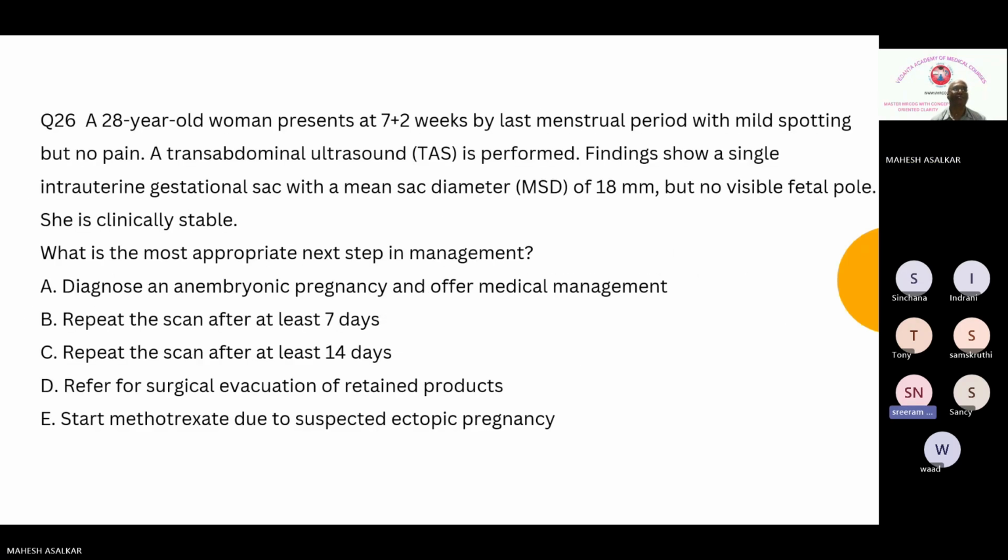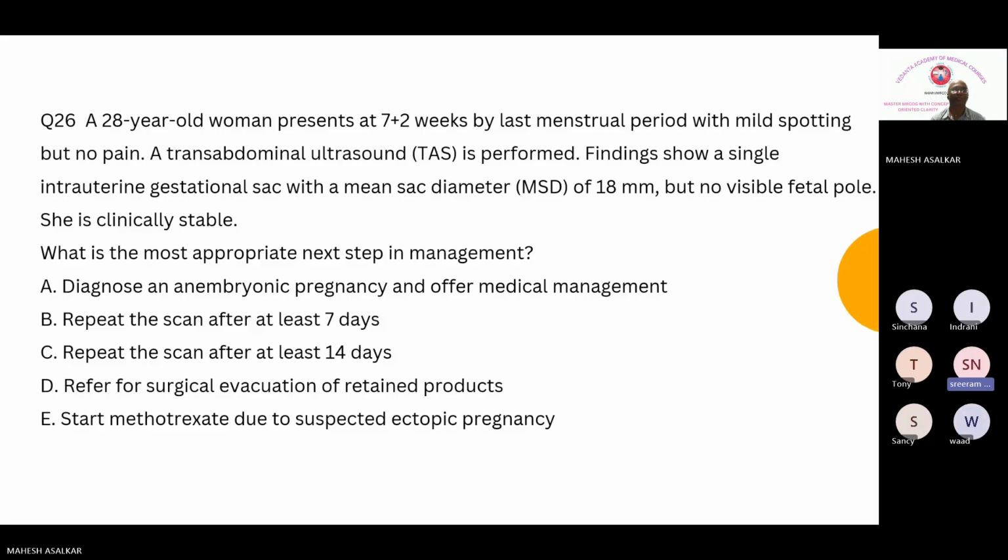A 28-year-old woman presents at 7 plus 2 weeks by last menstrual period with mild spotting but no pain. A trans-abdominal ultrasound is performed. Findings show a single intrauterine gestational sac with a mean sac diameter of 18 mm, but no visible fetal pole. She is clinically stable. What is the most appropriate next step in management?